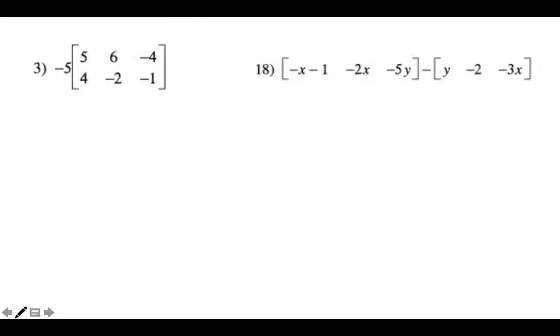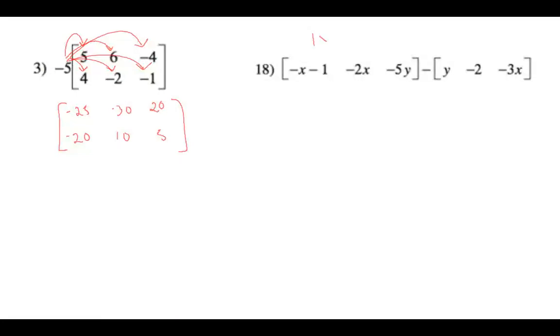This right here, this is scalar multiplication. I'm basically going to be distributing this to all of the cells in here of this 2 by 3 matrix. So my new matrix is going to be negative 25, negative 30, 20, negative 20, 10, 5. Done.